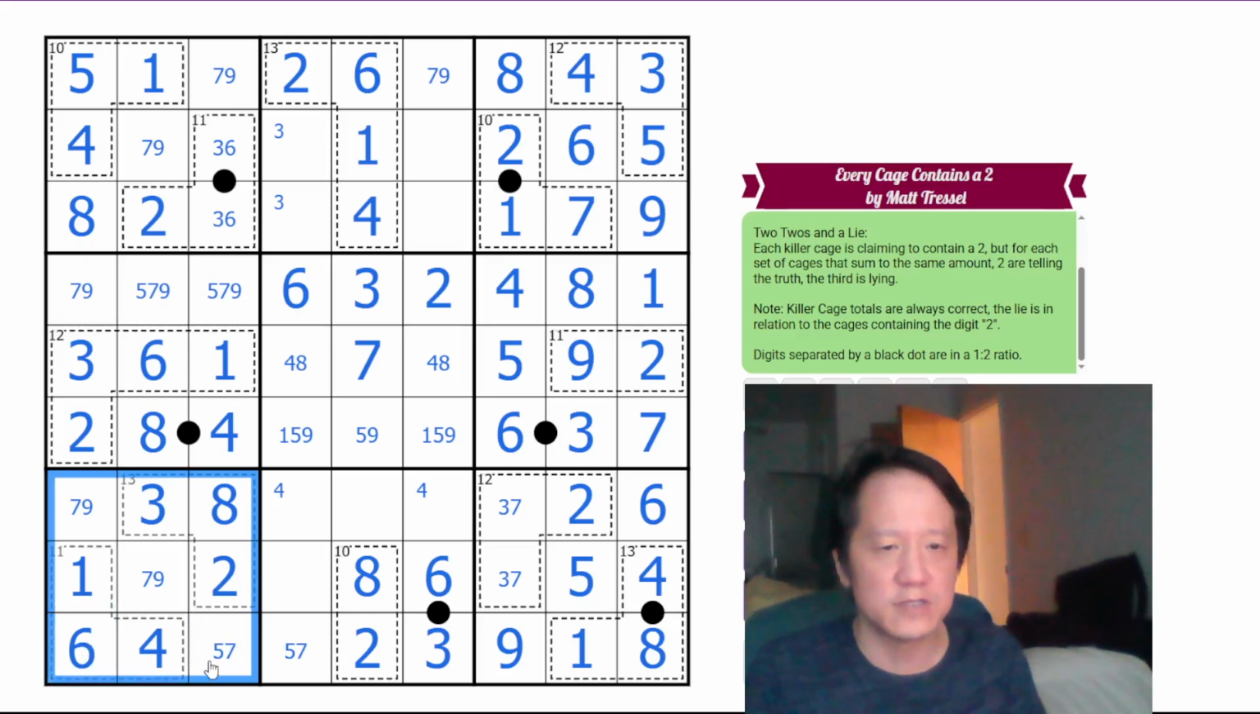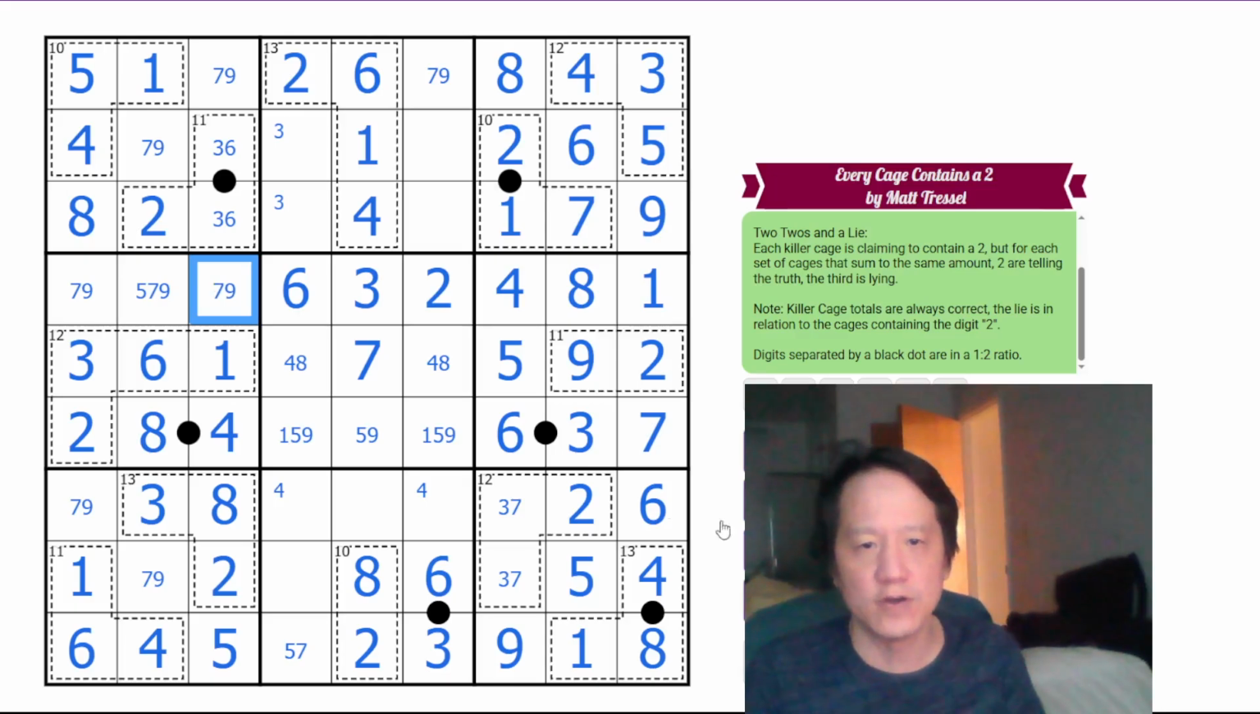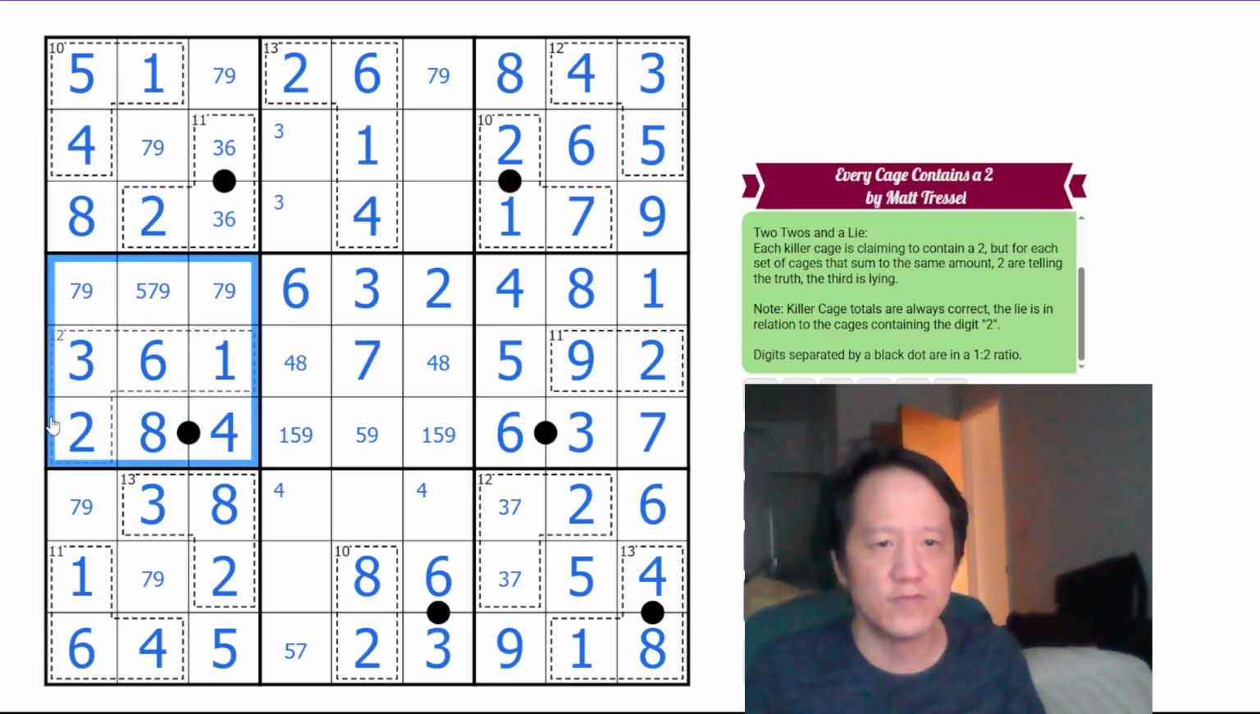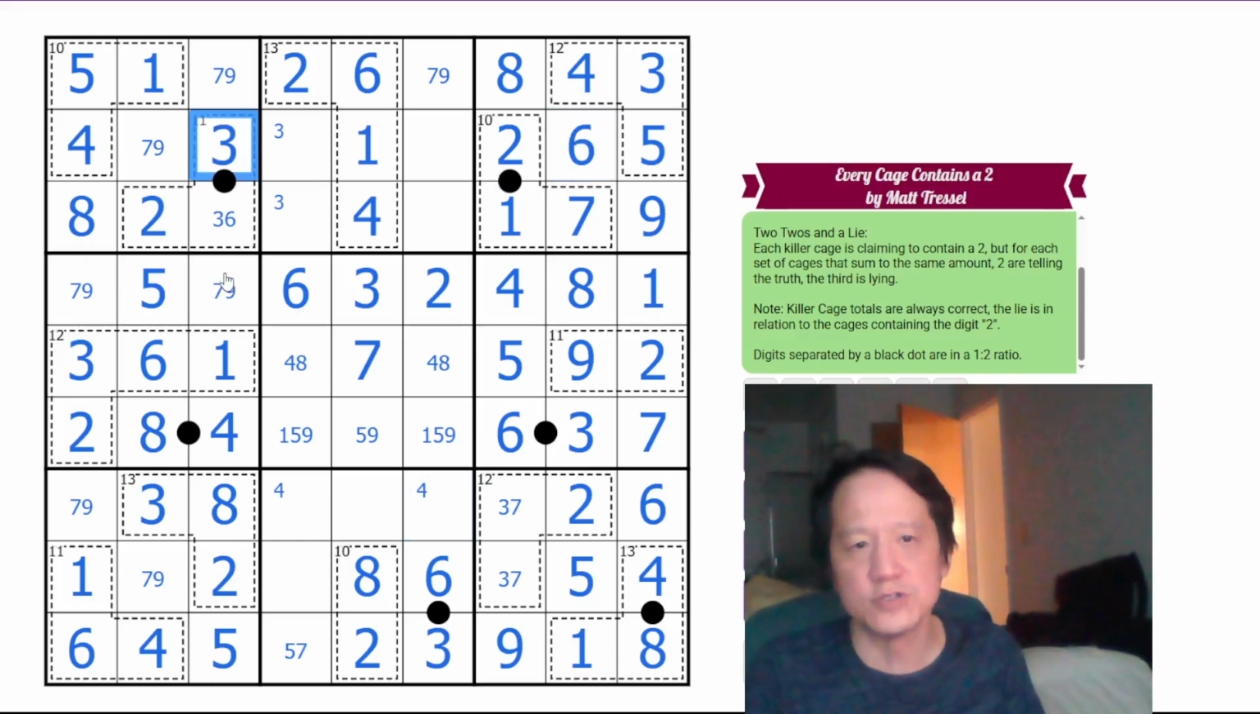In this box, then, where's the 5? It has to be here, which means this can't be 5. Where's the 5 then in row 4? It has to be here. So this is 5. This 6 eliminates 6 here, so this is 3 and 6. That means this can't be 3.